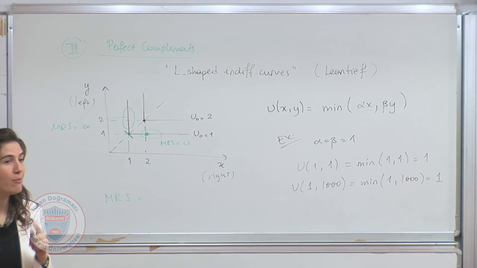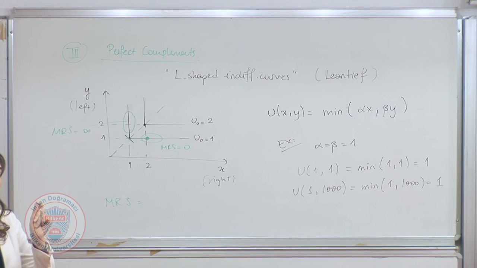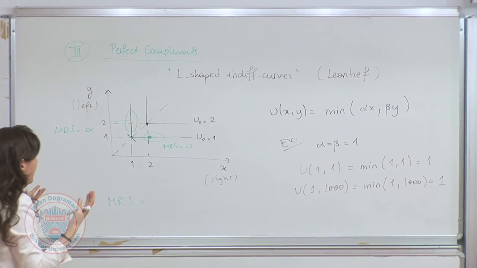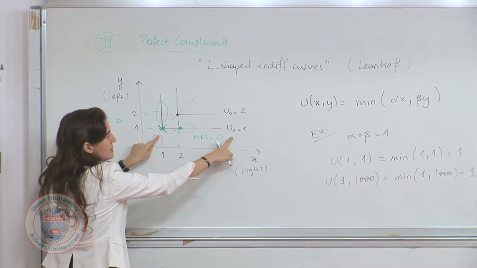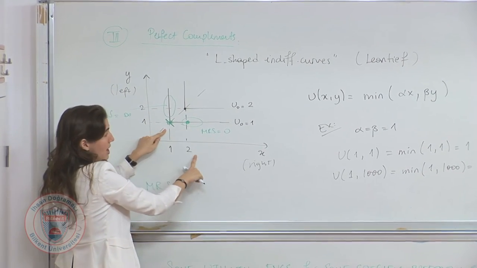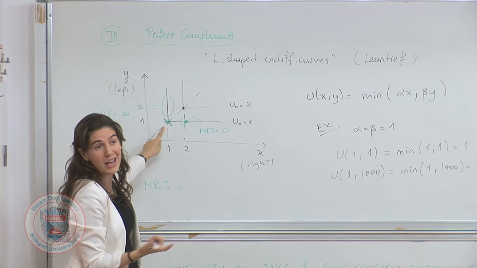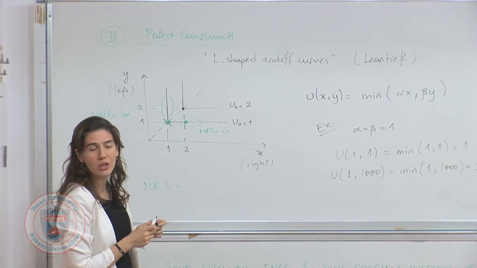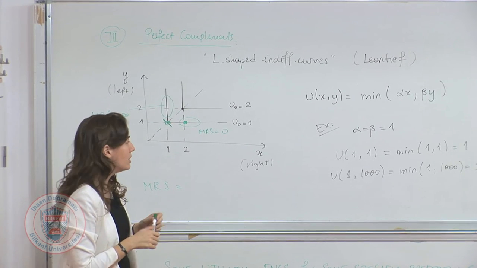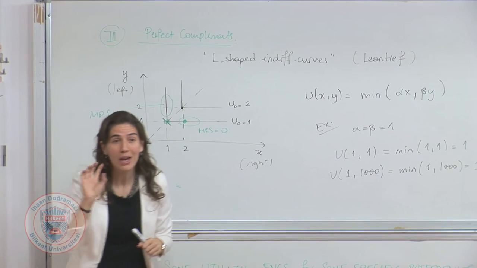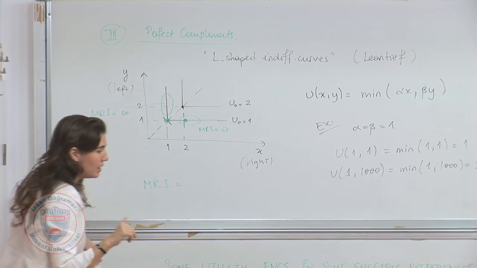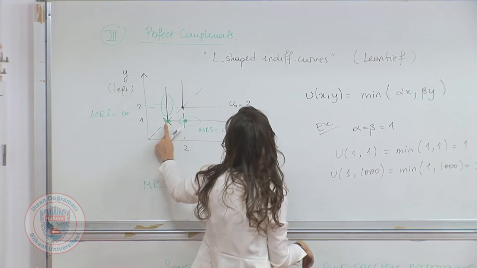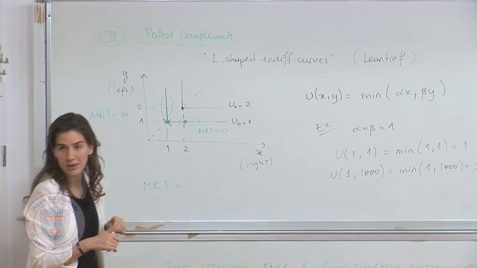If I'm going to have more of them, I should be having more of both of them. But it would be very silly for me to consume here, right? So I'm going to get the same utility, but I'm going to have two right shoes. I'm going to pay extra money for that additional right shoe, right? So then, even though we haven't solved the consumer's problem, you can actually tell me that the consumer is going to consume at the kink, okay?